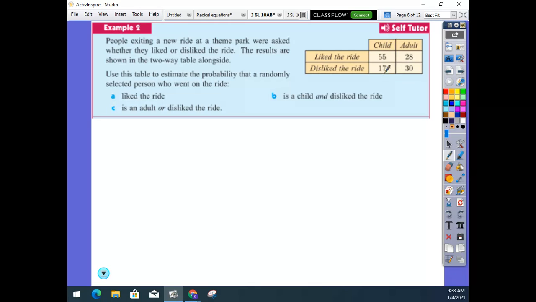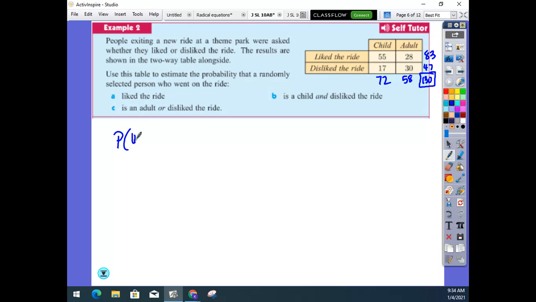All right. So how many children rode the ride altogether? That's 72. How many adults rode the ride altogether? 58. Out of all the people that liked the ride, 83 liked the ride. How many disliked the ride? So a lot of times you'll see the totals on the ends. And then if we add up, there were 130 total. That should match both ways. Otherwise you did your math wrong. So always check that.